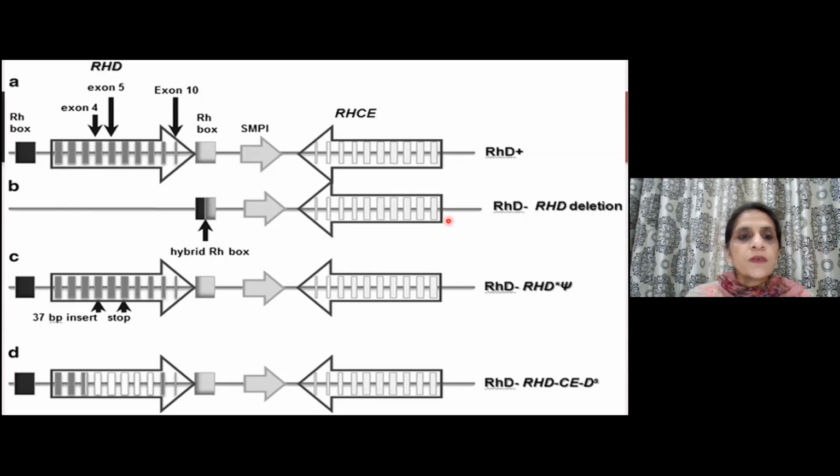And in Africans, you can see that there's a 37 base pair insertion at the fourth exon level, which leads to generation of a stop codon, and the gene becomes inactive, leading to an Rh negative phenotype. At times, Africans may also have hybrid variants. Here, the lighter portions are the portions of the RHCE gene which are replacing the RHD gene. So most of the RHD gene has been replaced by the RHCE gene, leading to a negative typing for RHD. So these are the hybrid variants which are seen in Africans and some other ethnic populations.